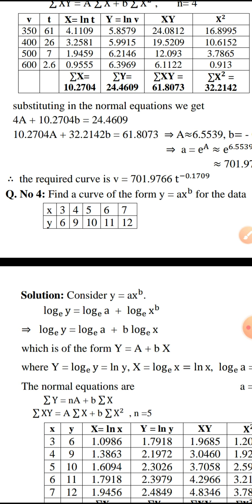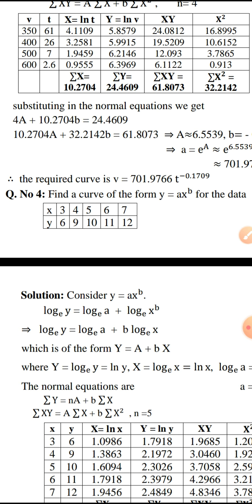Then question number 4. Find a curve of the form y equal to a into x power b for the data where a table of x and y values are given, altogether 5 x and y values. So with n equal to 5, you have to proceed for the solution part. Consider that equation y equal to a into x power b, which is to be fitted to this data. We need to calculate a and b.